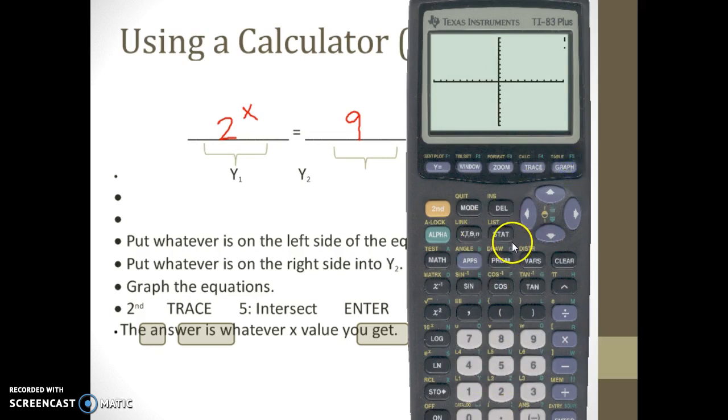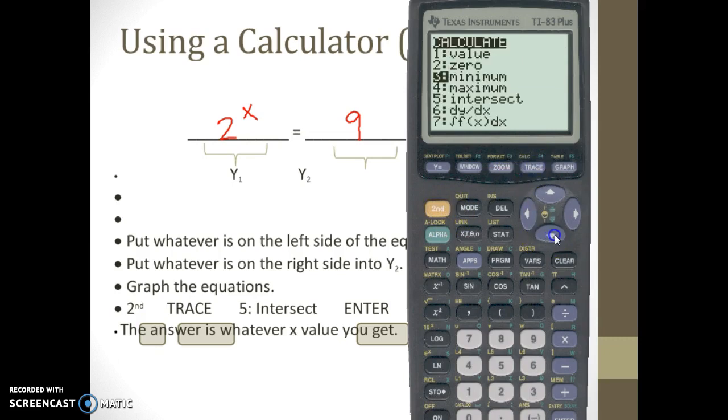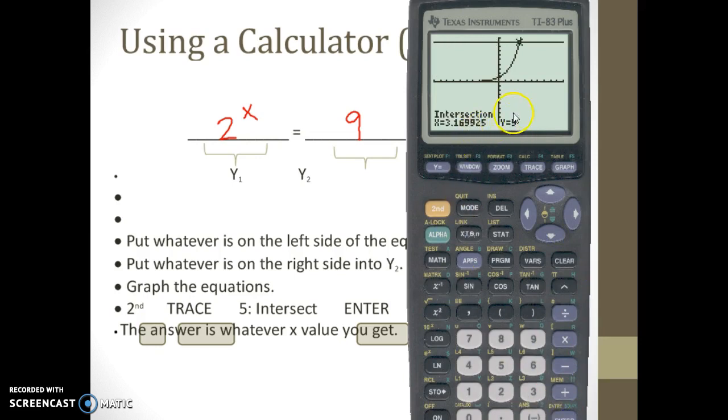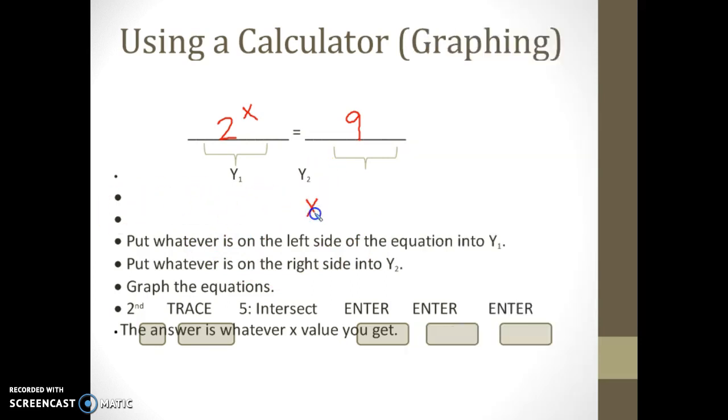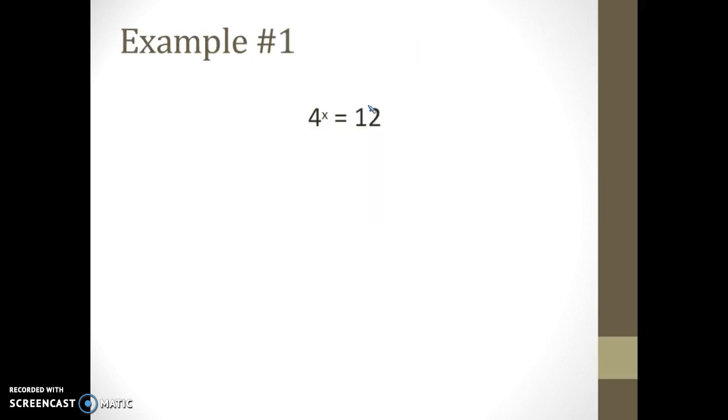Then when I look at my graph, I'm going to get an exponential curve as well as a horizontal line. And my answer is where they intersect, because this just became a system. So to find the intersection, we're going to go second trace, intersect. And if I've only got one intersection, I'm just going to press enter, enter, enter. So my y value is 9, because that's what I typed in. So my x value is what I'm looking for, and we get 3.2. So my answer here would be x equals 3.2. So left side in y1, right side in y2, find your intersection, and the x value is your answer.